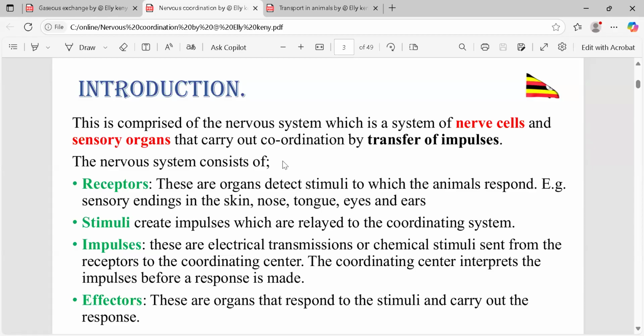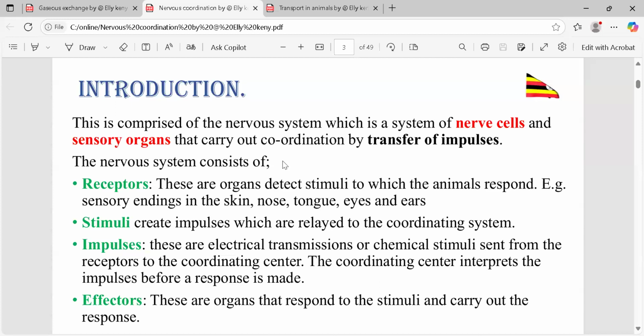We have the eyes, which see. We have the ears that listen. We have the nose that smells. We have the skin that feels. Which one have we left out? We have the tongue that tastes.